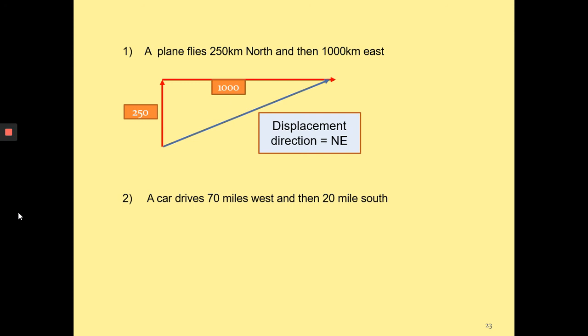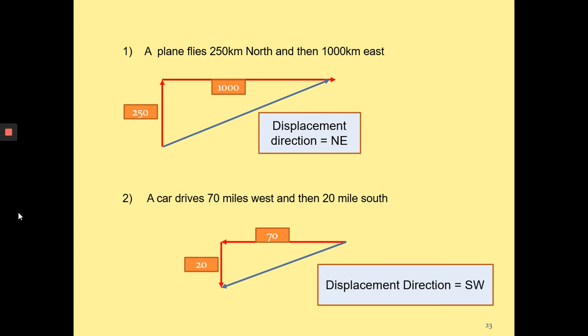In the second example, my car's driving 70 miles to the west, so we need to draw a line to the left on the page. It then drives 20 miles south, so I need to draw it down, and again try and estimate the length there. It doesn't have to be perfect, but it needs to look right. Put on my displacement arrow and my measurements, because that's now my vector triangle, and my displacement direction in this case is southwest.